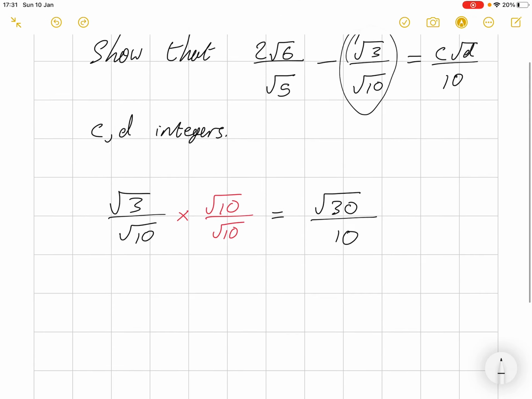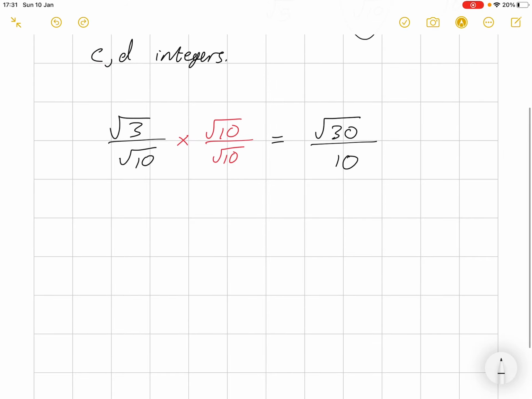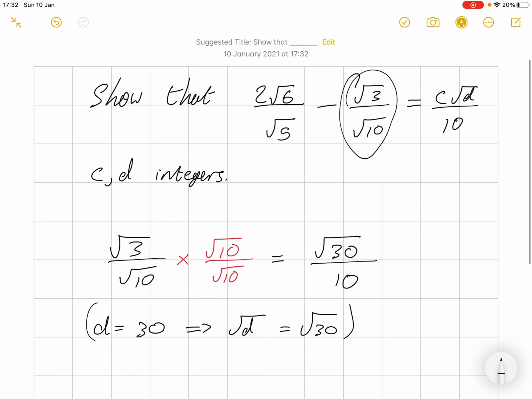So, what can we conclude? We know that d will equal 30. And then, of course, the square root of d is equal to the square root of 30. So that's this side sorted out. What about this side?